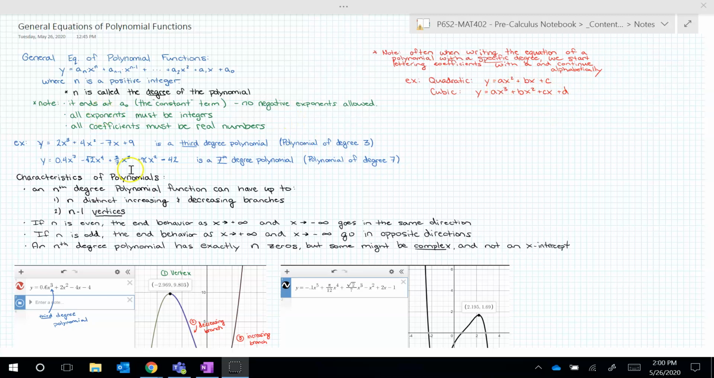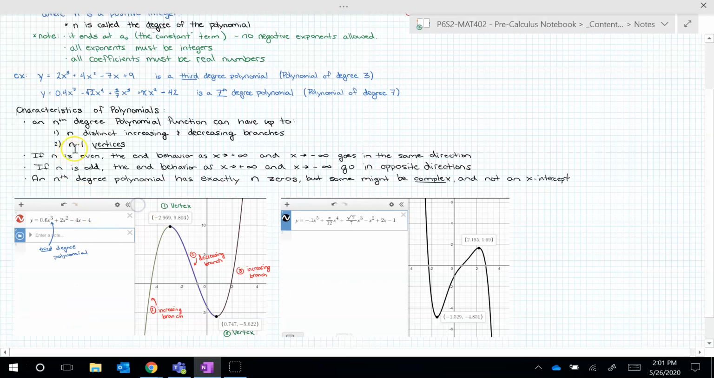And then we have some characteristics of specific nth degree polynomials that we will have a couple of questions that get at these in section 15.3. An nth degree polynomial can have up to n distinct increasing and decreasing branches and n minus 1 vertices. So what that means is that a 3rd degree polynomial could have 3 different distinct increasing and decreasing branches, and then 3 minus 1 is 2. It can have 2 vertices.